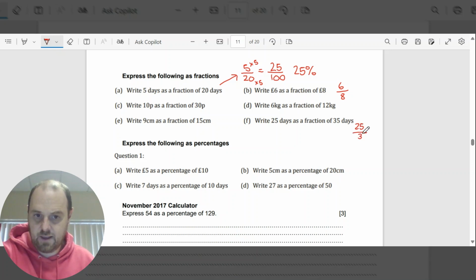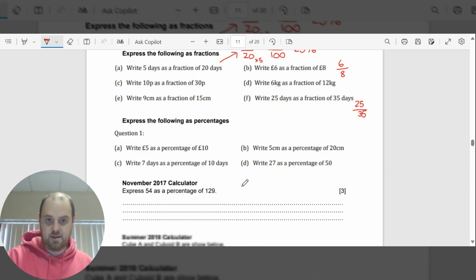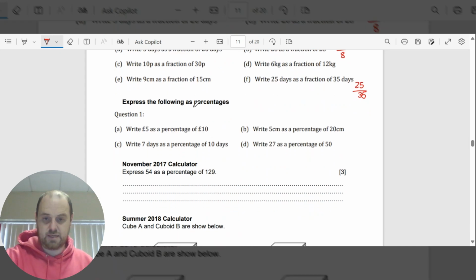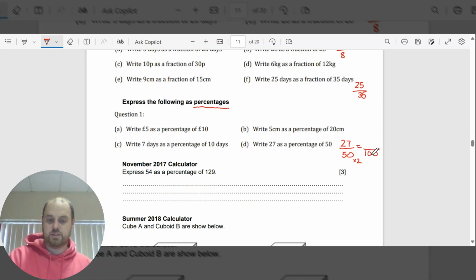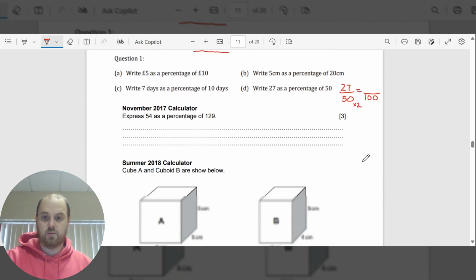However, these, I do want them as percentages, but you start by putting them as fractions. Do not use a calculator for these. So if I was doing this one, for example, 27 out of 50, but as a percentage, I'd want to know what that is out of 100. What do I need to do? Times the top and bottom by 2, and that'll tell me what that is.